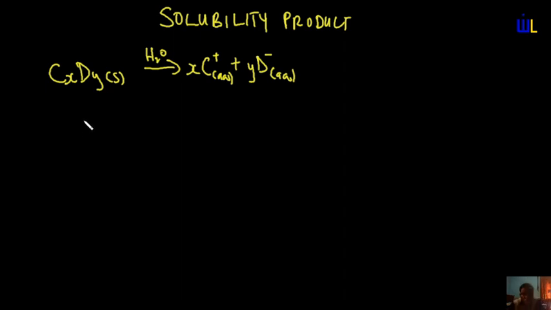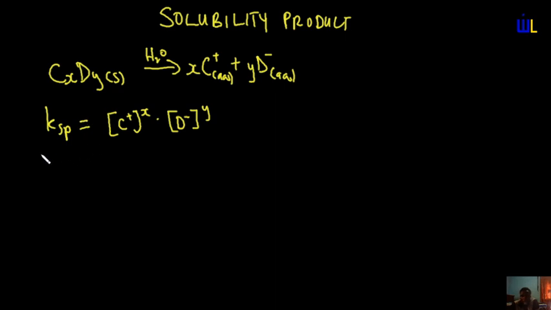Now, what do I mean by that? This is the dissolution process, basically. And solubility product is simply the equilibrium constant for this reaction. The equilibrium constant for this reaction is the active mass of C raised to power x multiplied by the active mass of D minus raised to power y. If you look at this, we don't need to include the solid, because the active mass of a solid equals 1. So you have this as the solubility product formula.